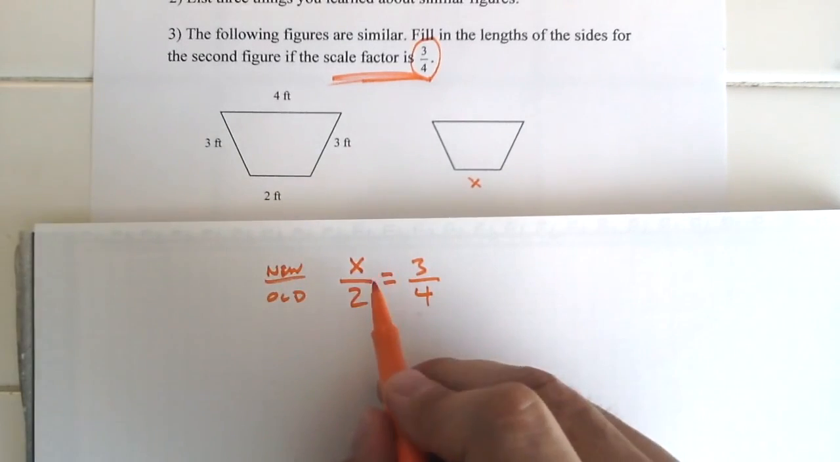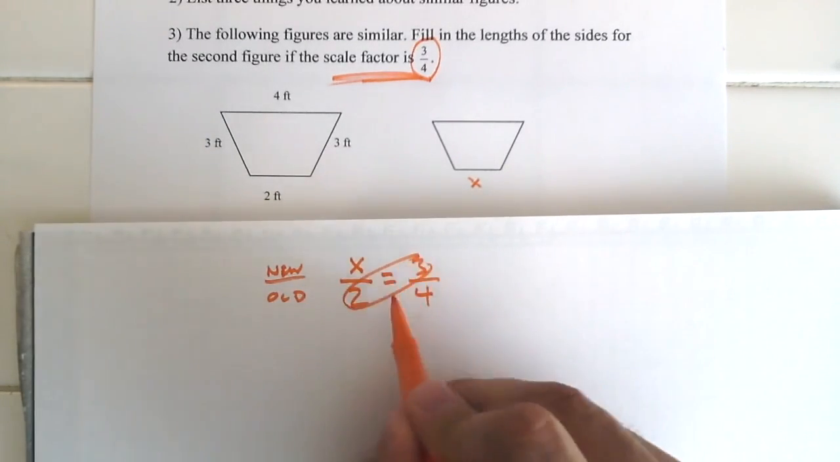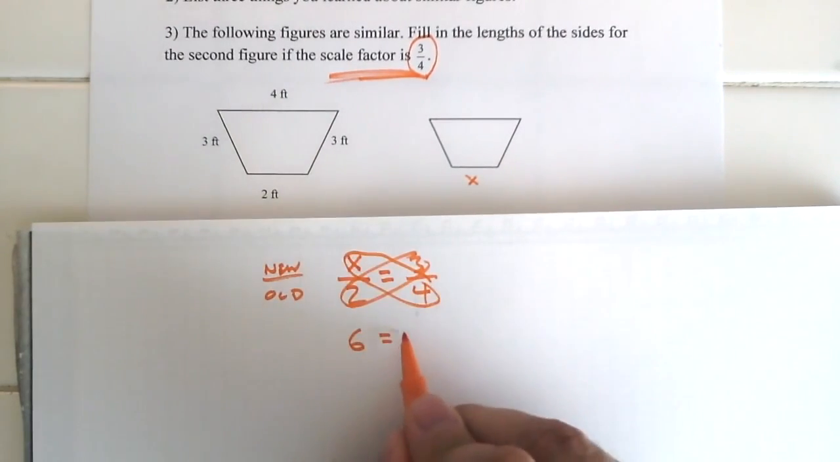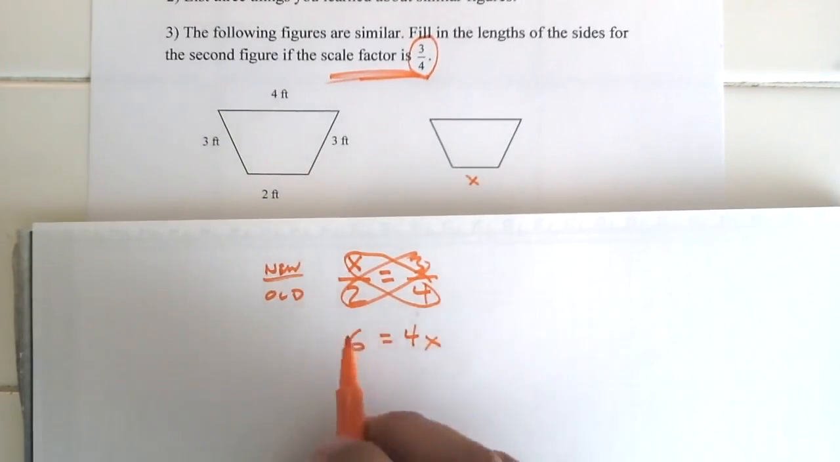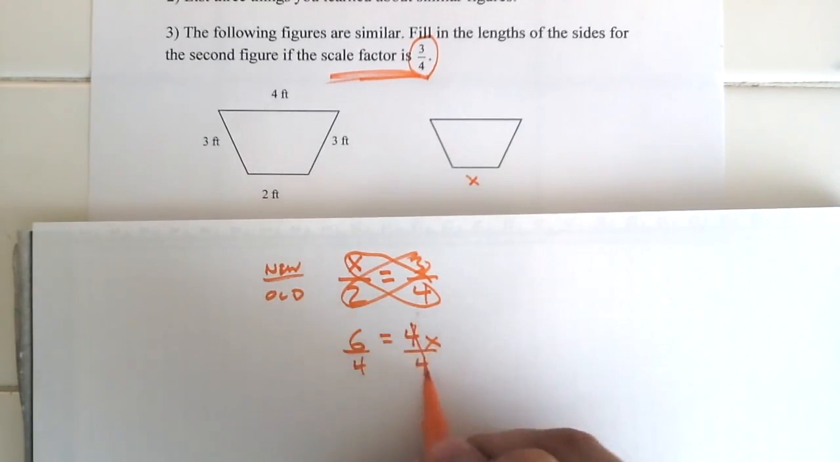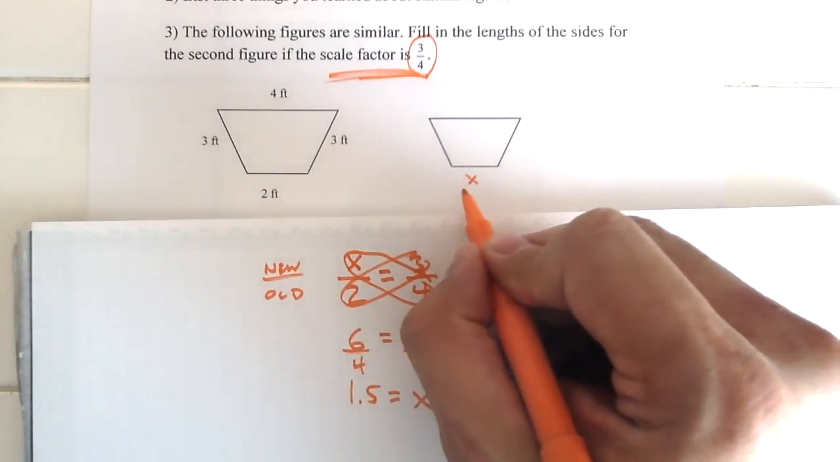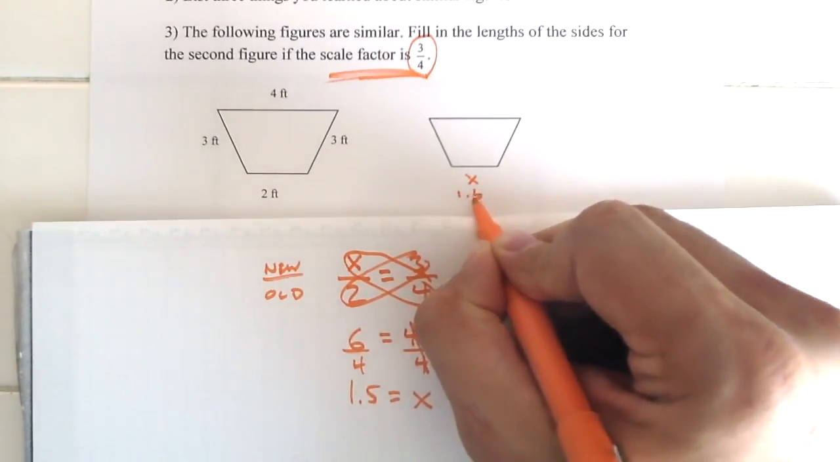So what I can do here is cross multiply. 2 times 3, which is 6. 4 times x, which is 4x. Then I solve this equation. Divide by 4, divide by 4. So x would equal 1.5 units, or in this case, feet. So over here, this is 1.5 feet.